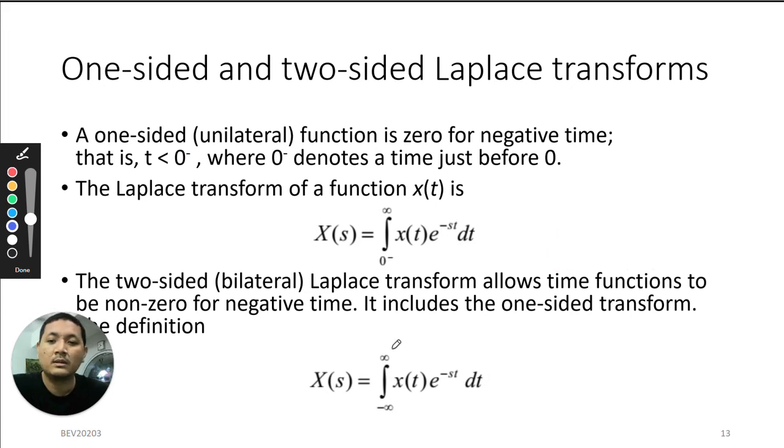So for that, when we do Laplace transformation, we have to consider negative time, meaning the signals which exist before t equals 0. However, in this topic, we will only cover the one-sided Laplace transform.